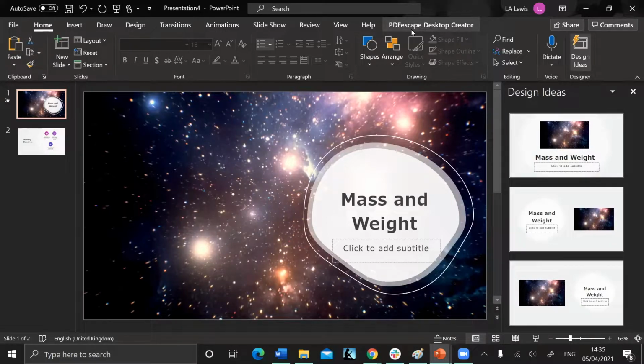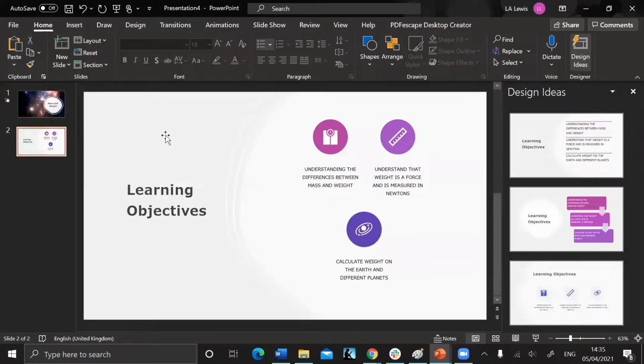We're going to look at some equations today and how to use them, and also explanations of what this actually means. Okay, so I'm Laura Lewis, I didn't say my name then. We're going to look at understanding the differences between mass and weight, understand that weight is a force that is measured in newtons, and calculate the weight on the Earth and on different planets.